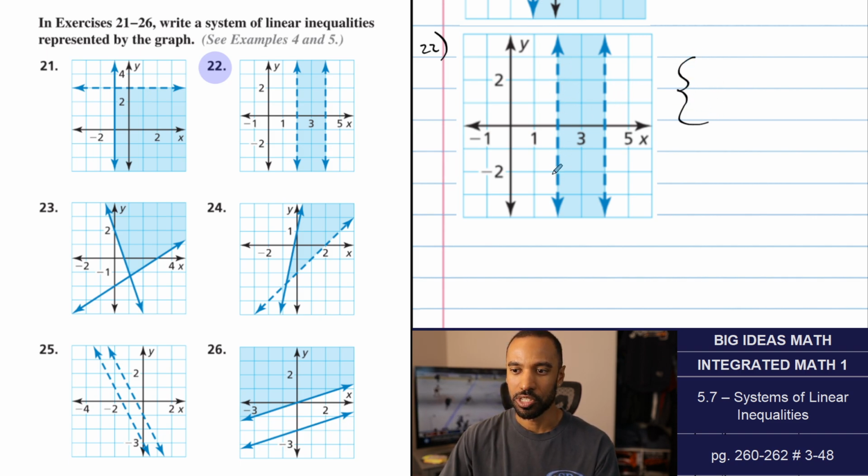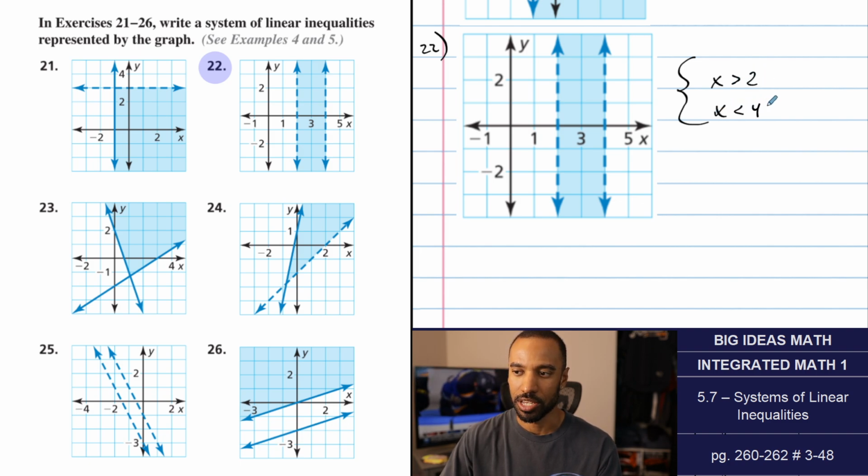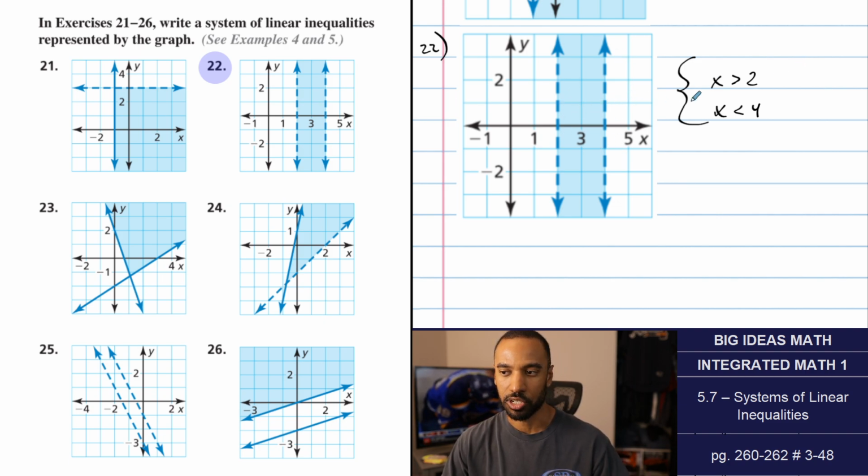This is x equals 2, this is x equals 4. We're to the right of the 2 and to the left of the 4. So x is to the right of the 2, x is to the left of the 4, doesn't include either of them. So they're dashed lines, so it's like that.